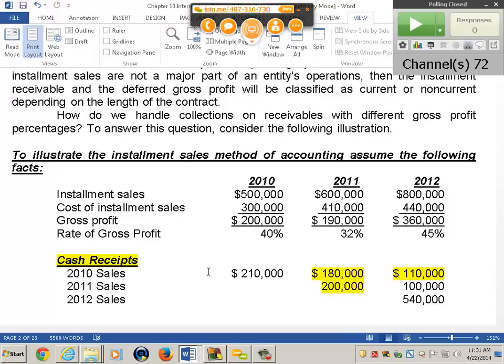We know that in 2011, let me just highlight this for you again, we collected $180,000 from sales in 2010. And we also know that in 2011 we collected $200,000 from sales in 2011.